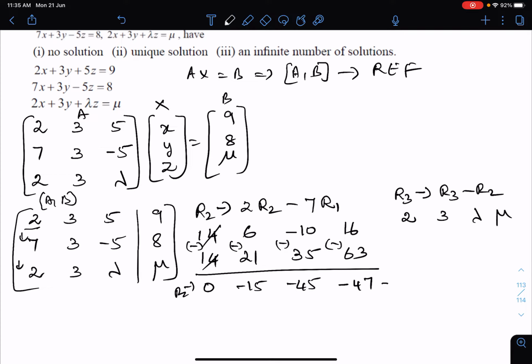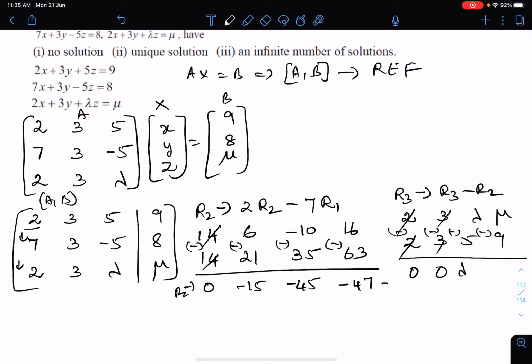What is our row 2? 2, 3, 5 and 9. So change the sign throughout because all are plus, all becomes minus. So this is equal and opposite, 0. This is also equal and opposite, 0. Here you get lambda minus 5 and here you get mu minus 9. The last element, I'll write it here, mu minus 9.